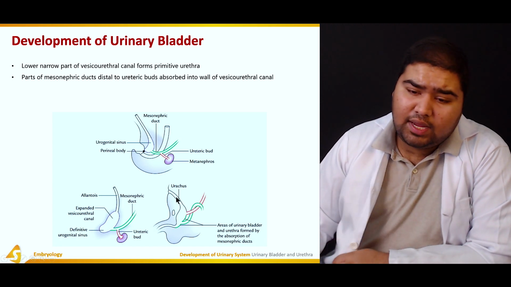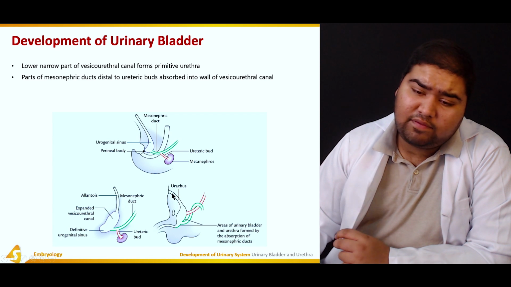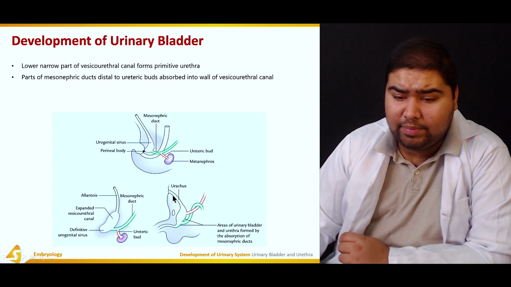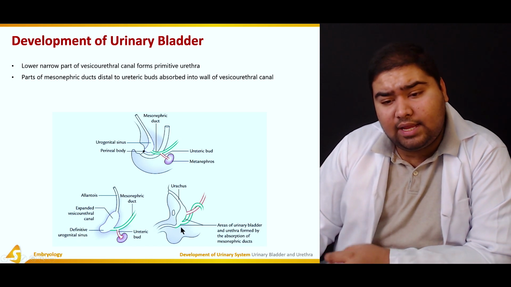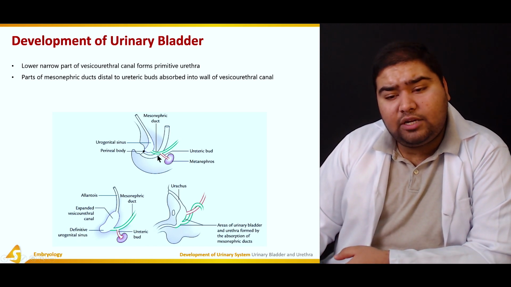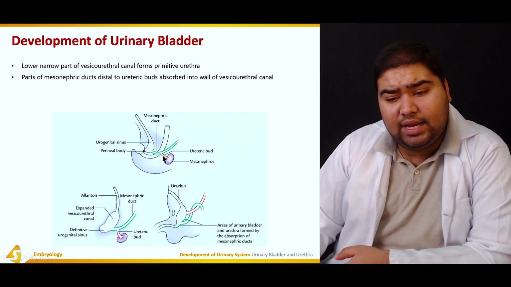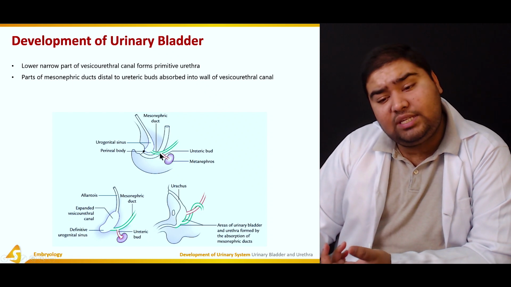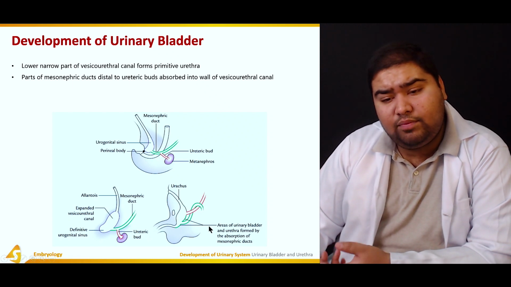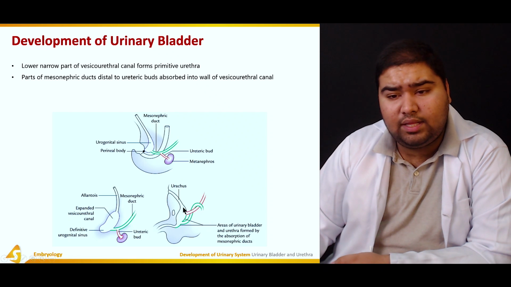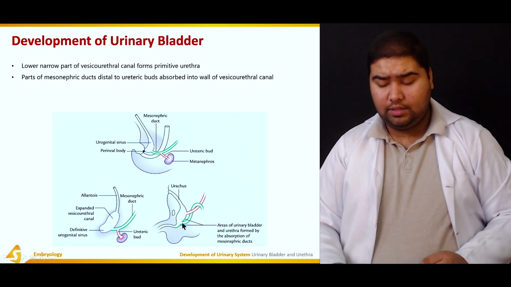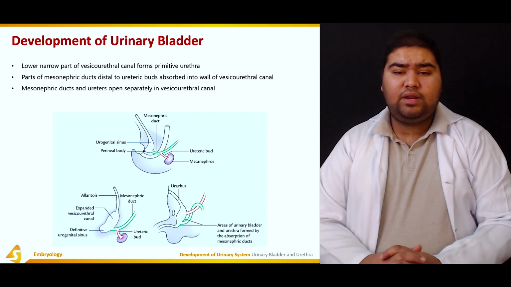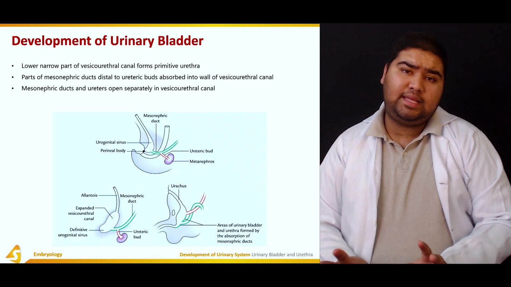So this is the urachus. Initially this is the urachus, and in the adult it forms the median umbilical ligament. Now, this area has incorporated the distal part of the mesonephric duct, which lies distal to the ureteric bud, into the wall of the vesico-urethral canal. So the mesonephric ducts and the ureters open separately.